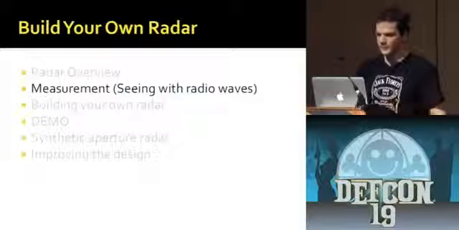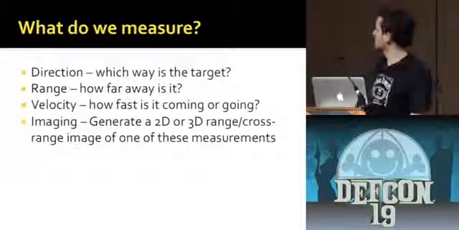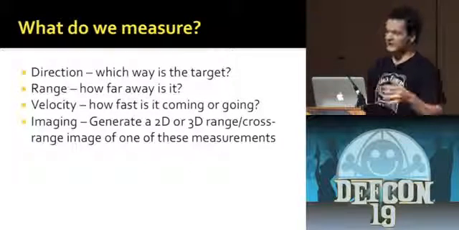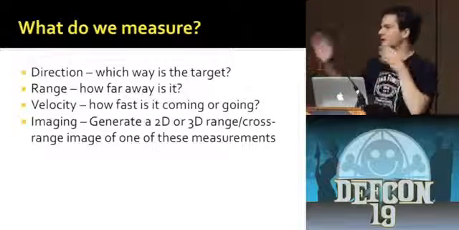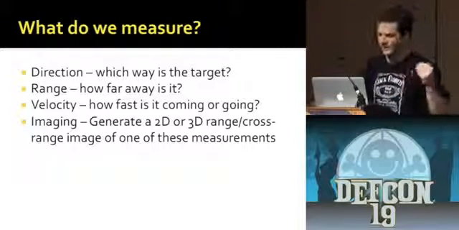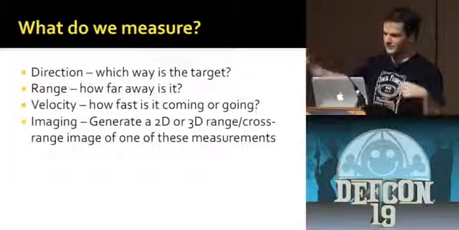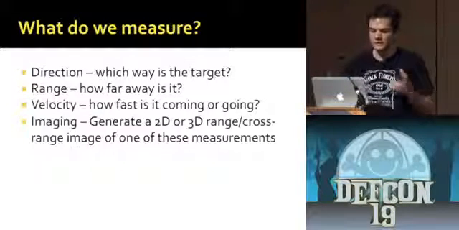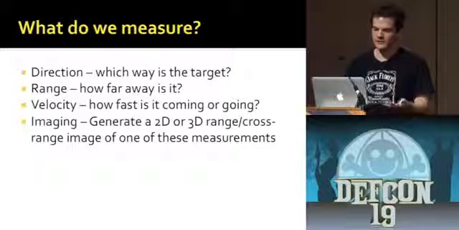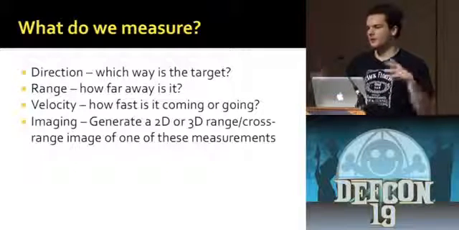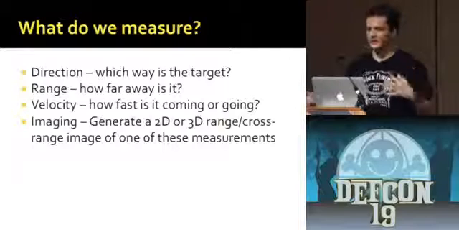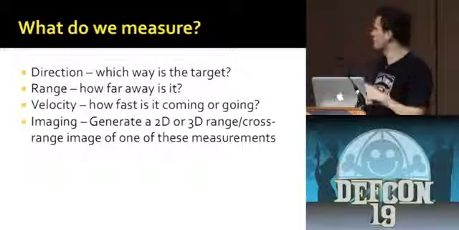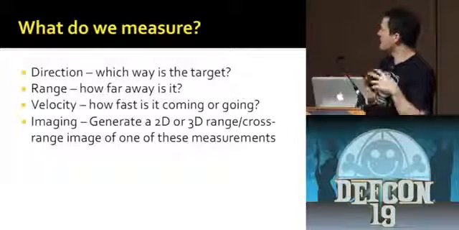So let's talk a little bit more about what we can measure here. Like I said before, there's a couple things that we're talking about. Direction is, if I have some target, where do I go to get to it? Range is the distance to the target, and velocity is how fast the target is moving. So then we can combine all these things into basically imaging. We can use various techniques to generate a 2D or a 3D picture, which is in what I'm calling this range and cross-range domain of one of these measurements.